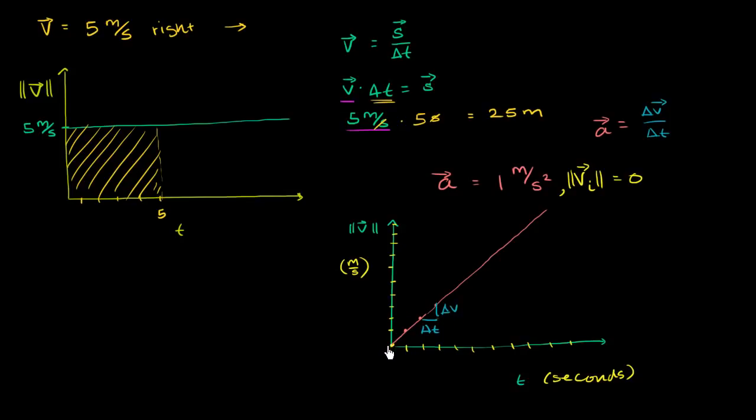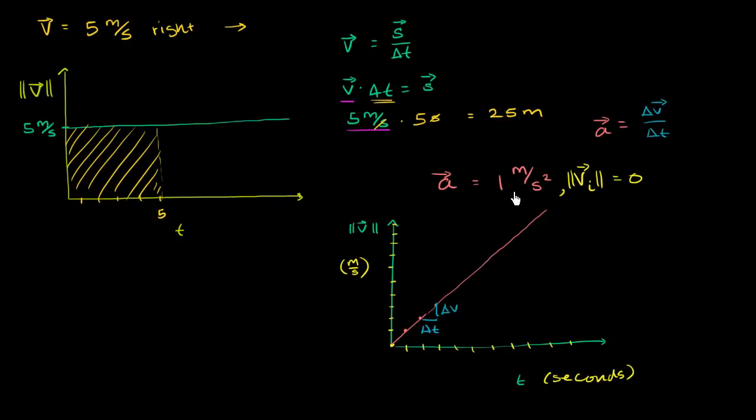When we plot velocity, or the magnitude of velocity, relative to time, the slope of that line is the acceleration. And since we're assuming the acceleration is constant, we have a constant slope. So we have just a line here. We don't have a curve. Now what I want to do is think about a situation.